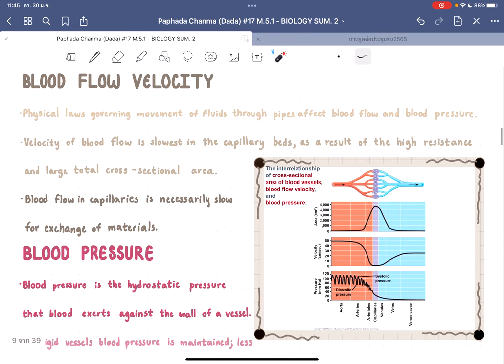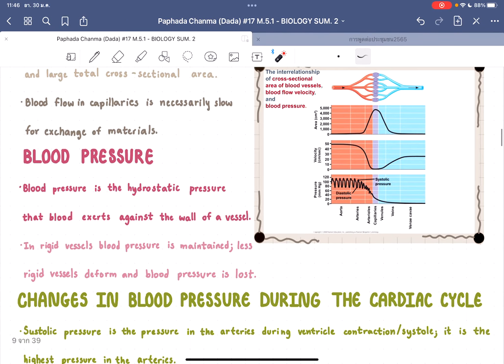Blood vessels, blood flow velocities. Physical laws governing movement of fluid through pipes affect blood flow and blood pressure. Velocity of blood flow is lowest in the capillary beds, as a result of high resistance and large total cross-sectional area. Blood flow in capillaries is necessarily slow for exchange of materials. And this was the picture.